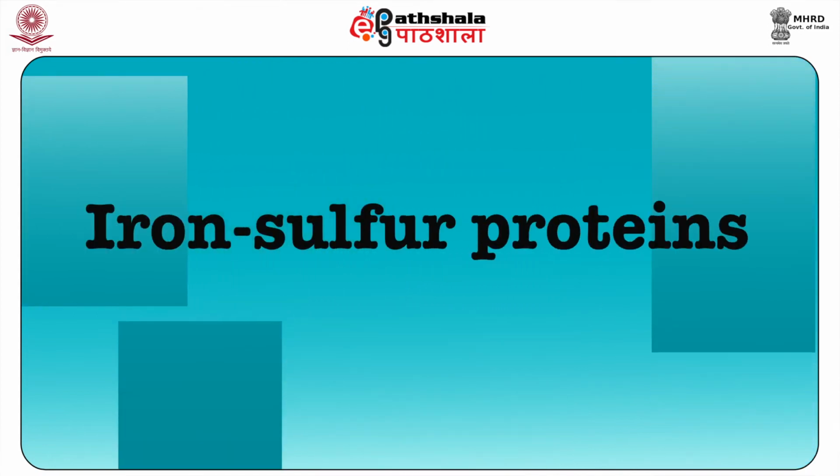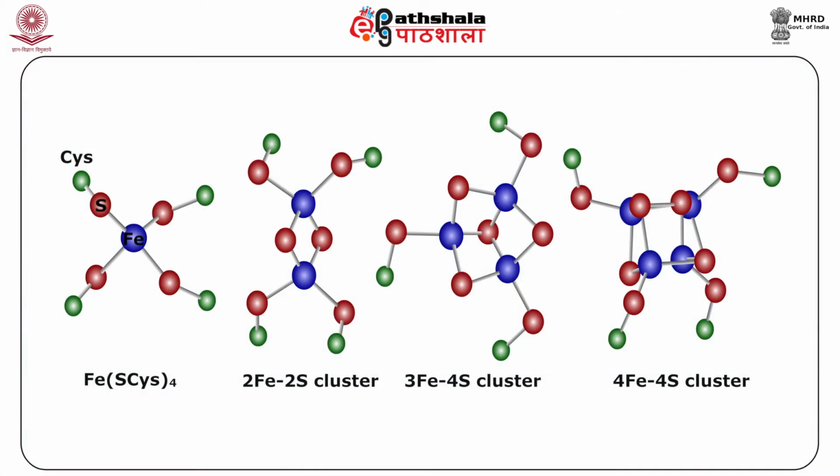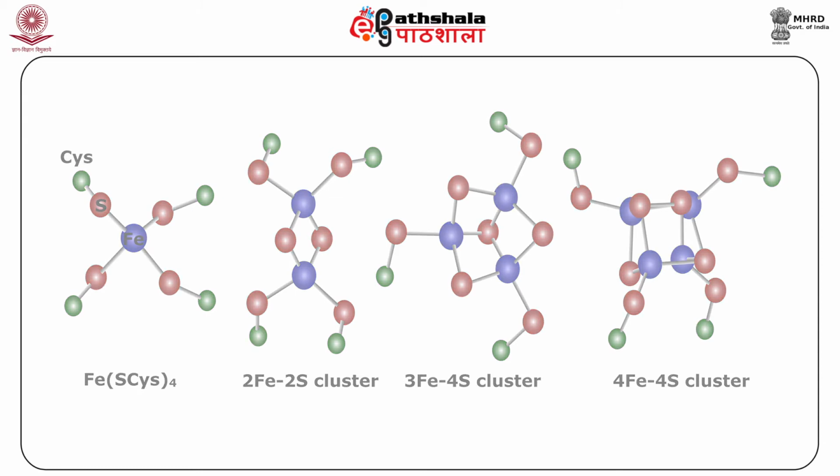Iron-sulfur proteins. The iron-sulfur proteins play an essential role as electron carriers in nearly all living organisms and take part in plant photosynthesis, nitrogen fixation, steroid metabolism and oxidative phosphorylation, as well as many other processes.